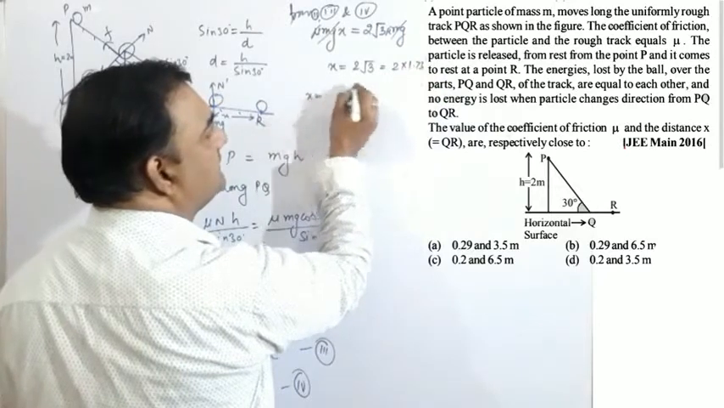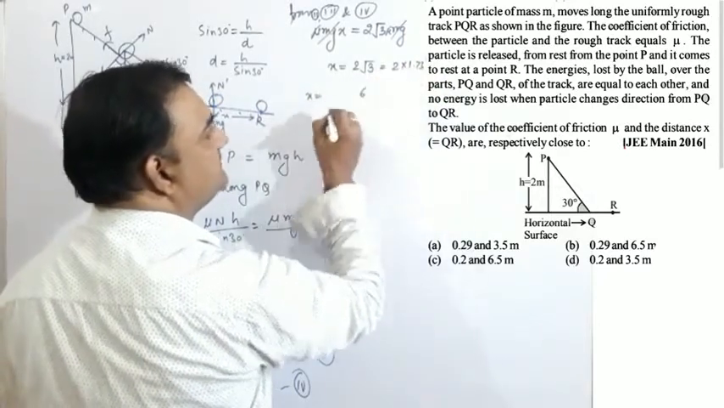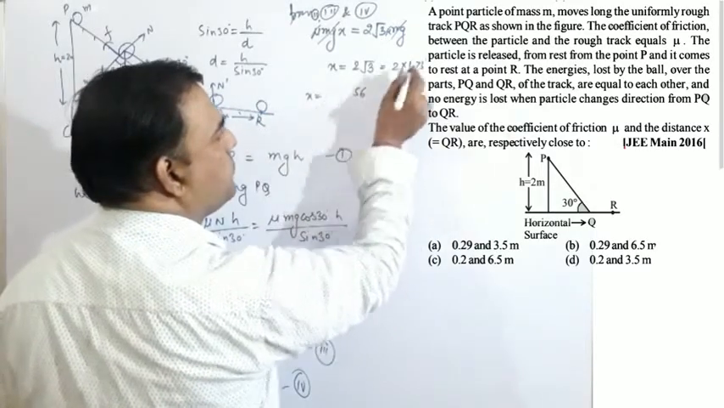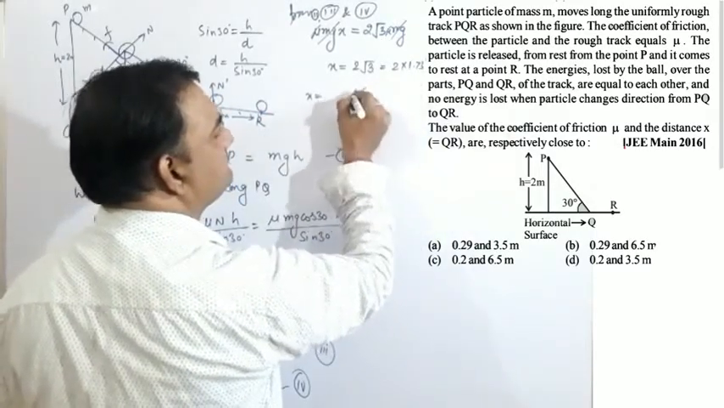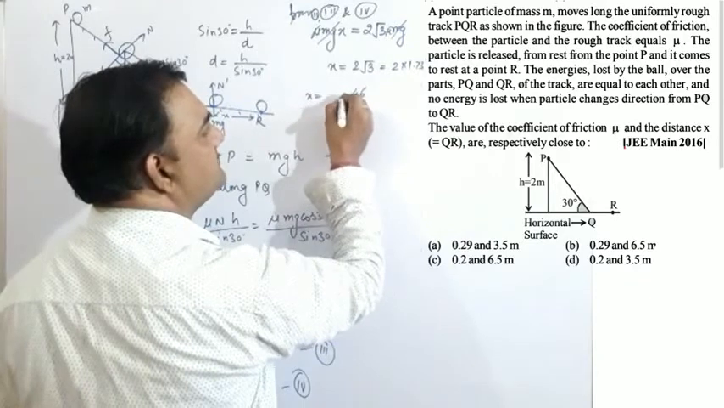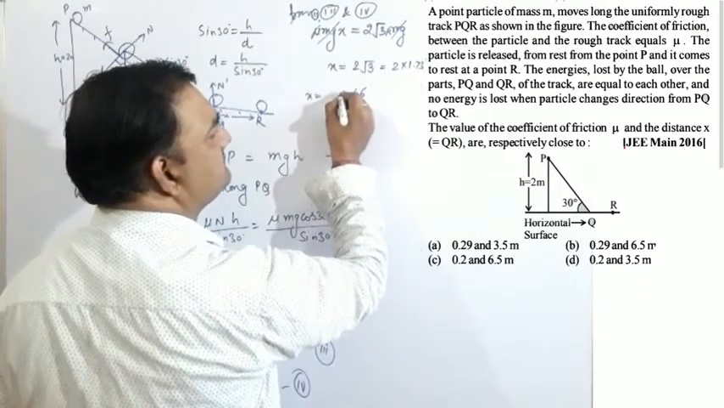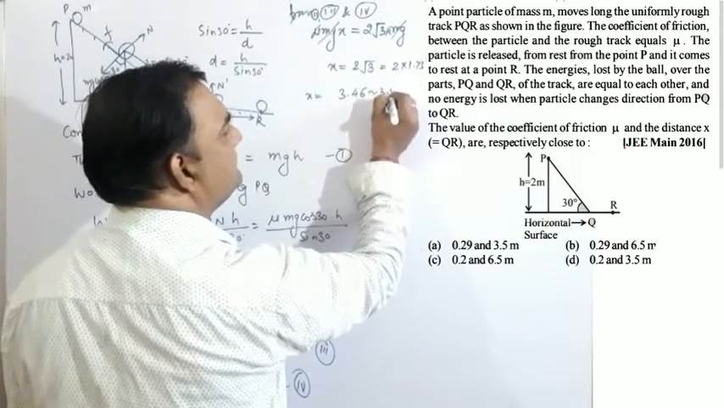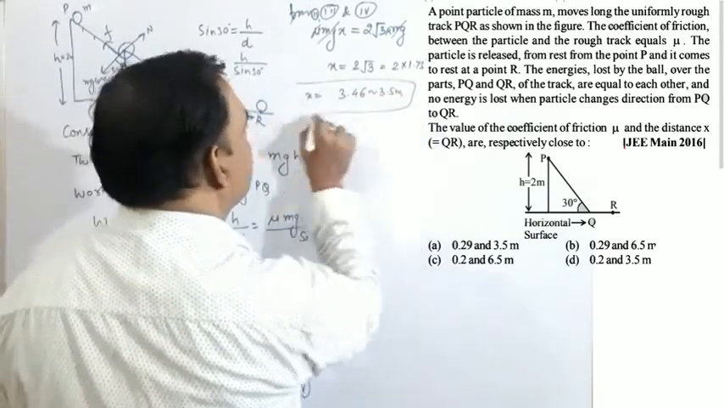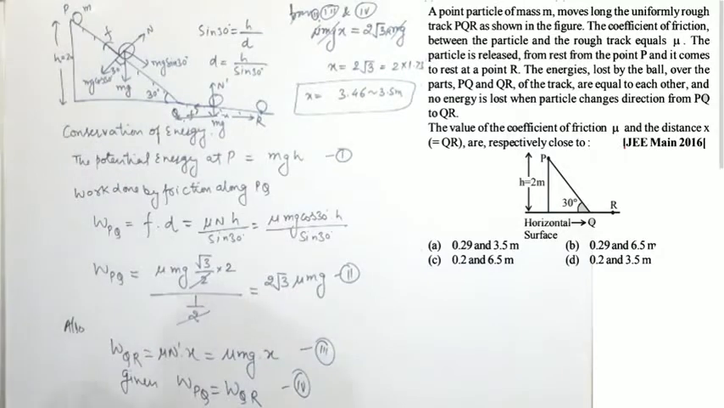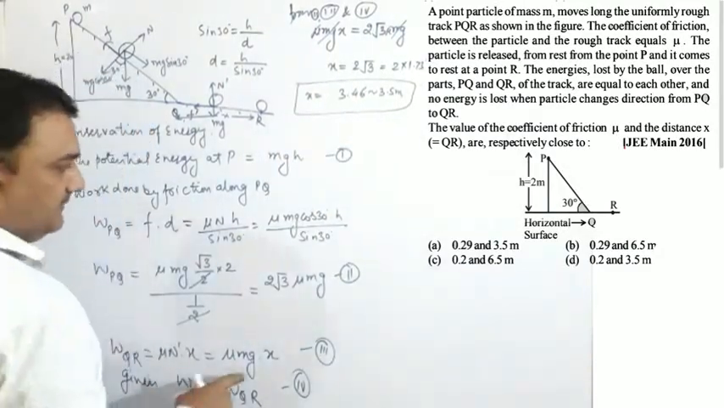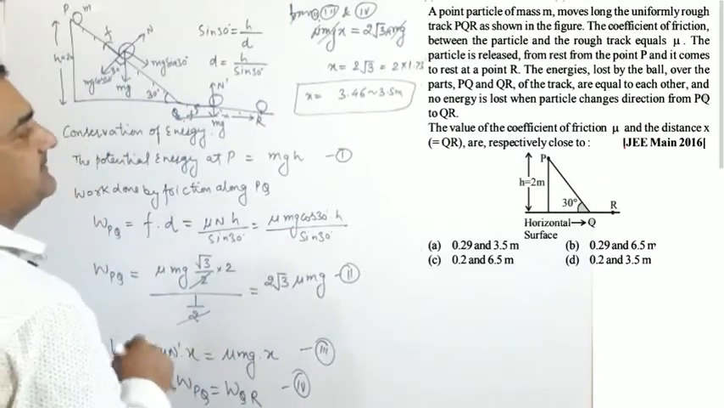So x will be around 3.46. So approximately you can write it down as 3.5 meters. So this distance will be 3.5 meter.